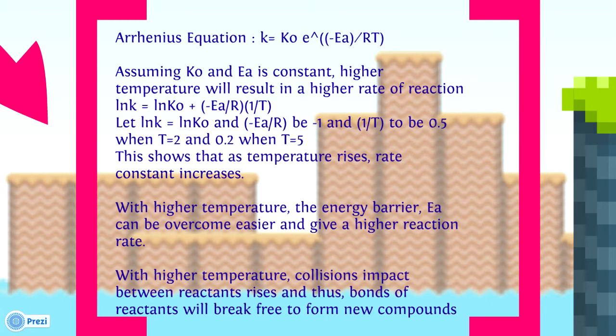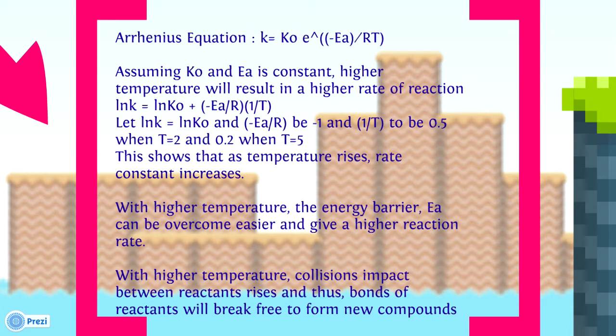Let ln K equals ln K0 and negative EA over R be negative 1, and 1 over T to be 0.5 when T equals 2 and 0.2 when T equals 5. This shows that as temperature rises, rate constant increases. We can conclude with higher temperature, the energy barrier EA can be overcome easier and give a higher reaction rate.